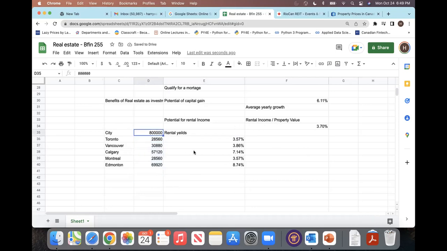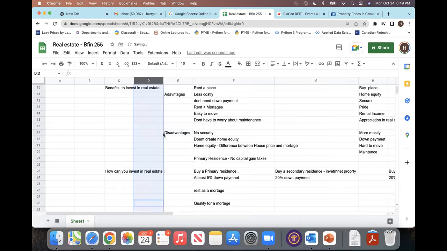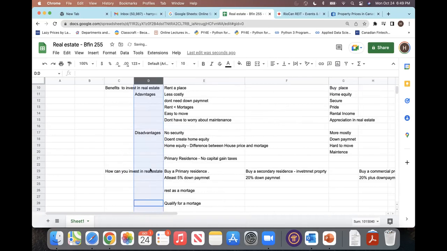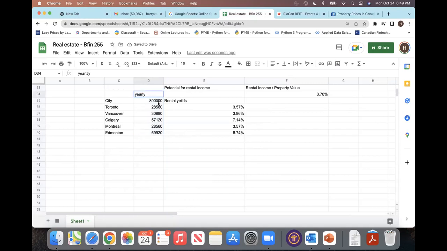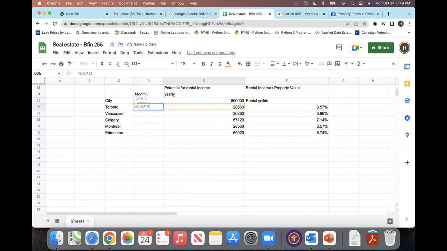So if you invest in an $800,000 property in Toronto, you're just going to get 20. So this is yearly rent. We can even find out monthly rent, just to make it more comparable. I'll just shift this here. Monthly rent will be this divided by 12, and we can drag it down.